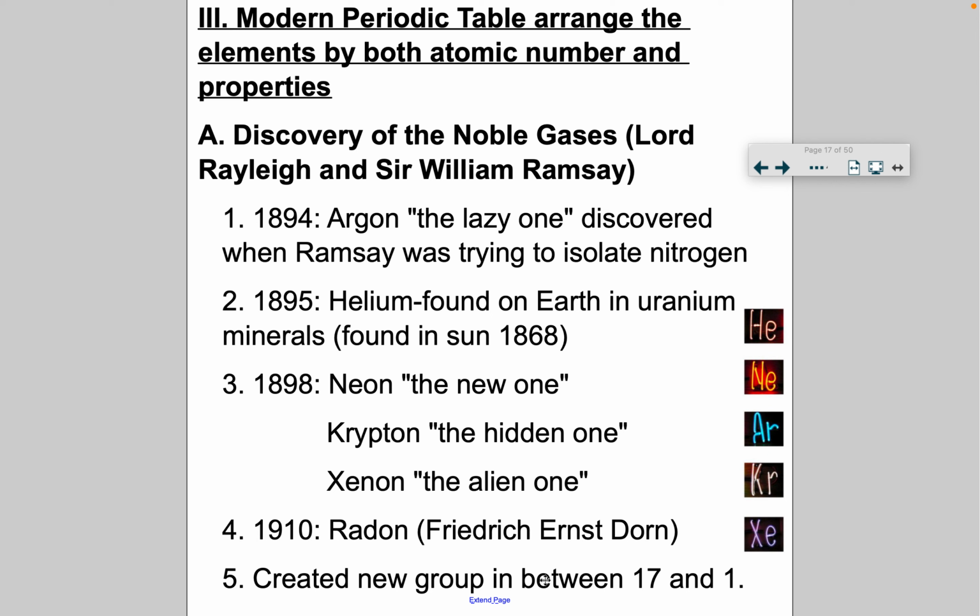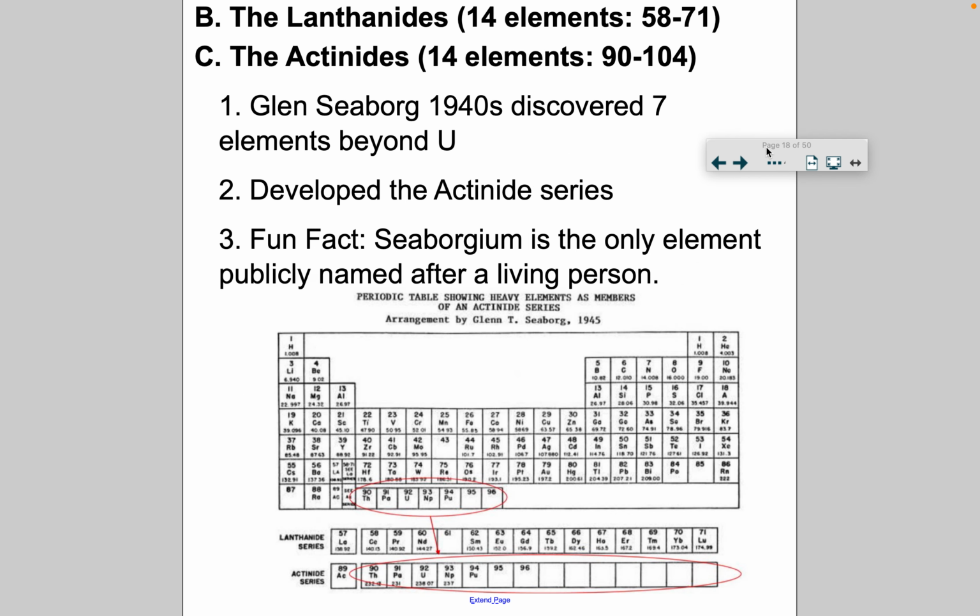As a result, we created a new group in between 17 and 1, sorry, and that is group 18, called the noble gases. There are 14 elements that make up the lanthanides, 58 through 71. And the actinides make up another 14, 90 through 107. So Glenn Seaborg discovered 7 elements beyond uranium. Okay, and as a result, the actinide series was developed. Fun fact, seaborgium is the only element publicly named after a living person.